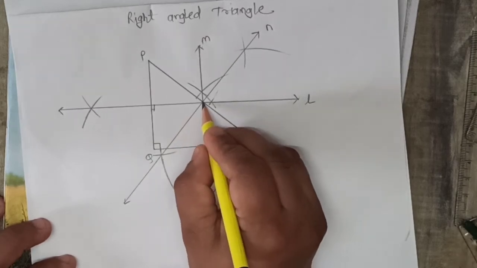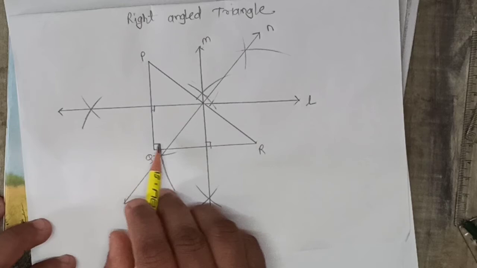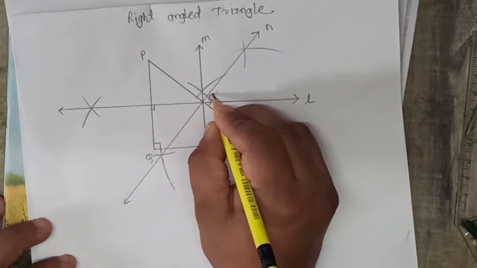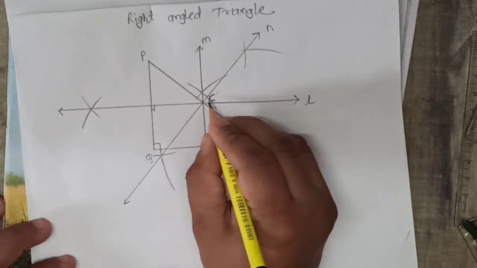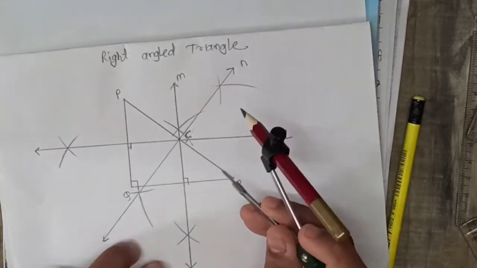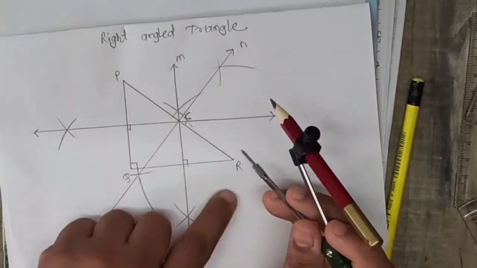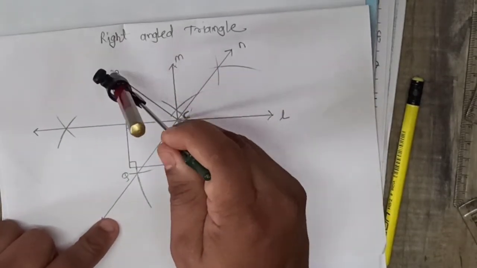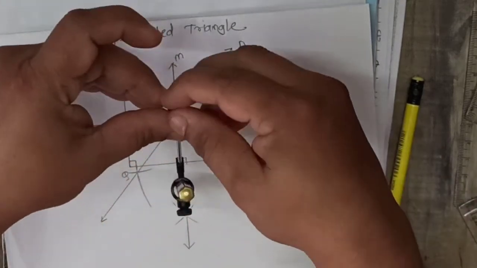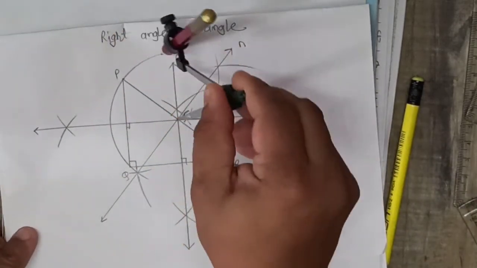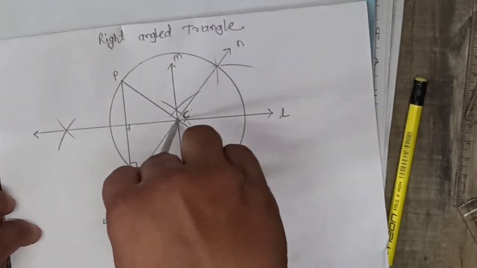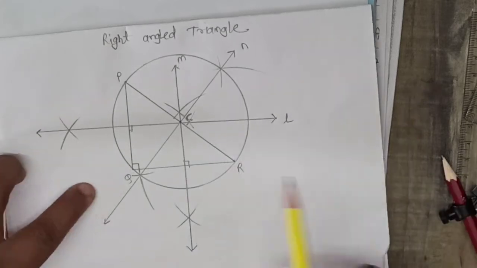That means the location of the point of concurrence of a right angle triangle's perpendicular bisectors is on the hypotenuse. It is denoted as C. And if we measure the lengths from C to P, Q and R, we will see that CP, CQ and CR are equal in length. That means we can draw a circle by taking the radius as CP, CQ or CR.